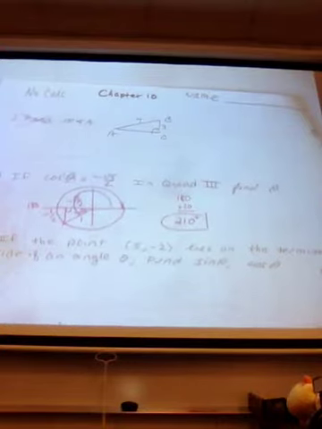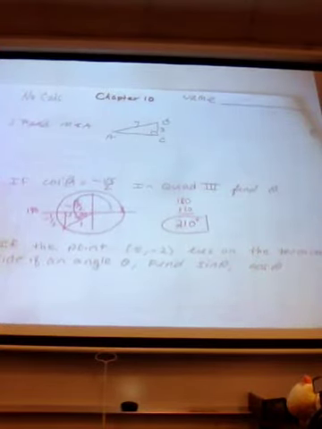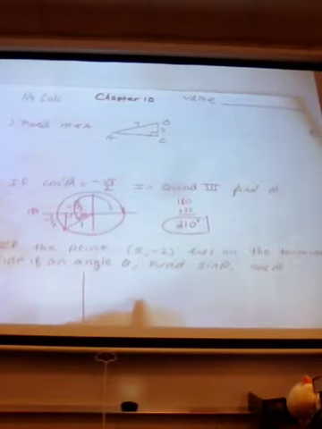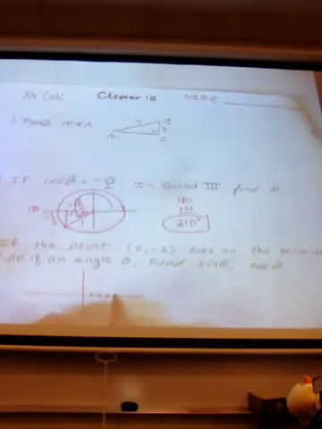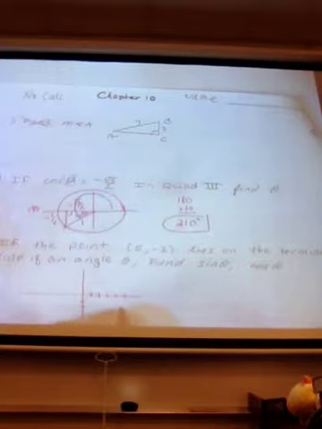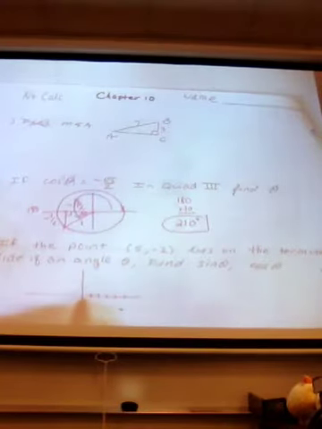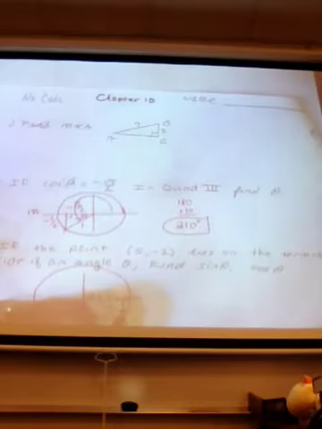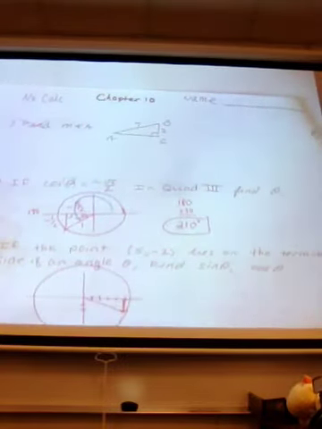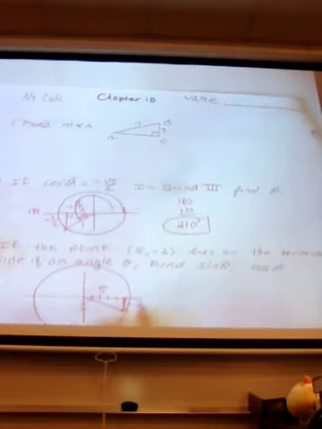Okay, now let's look at this one. If the point 5, negative 2 lies on the terminal side of the angle. 5, negative 2, what quadrant does that put us in? Fourth. I'm going to go over 5 and down 2. Okay, so this is the terminal side. Here's my circle. This is 5, this is negative 2.